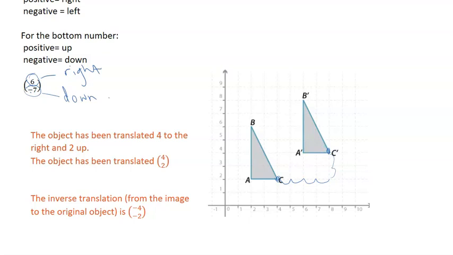As a vector, though, the object has been translated 4 to the right because it's positive, so it has to be positive 4, and 2 up because it needs to be positive, so then it's a positive 2. If it asks for an inverse translation, it's essentially from the image to the original object again. It's basically that translation backwards. So if I was going down 2, then it's a negative, and I would be going left 4, it's a negative. Okay, so just keep that in mind with translations, and we will cover describing enlargements in another video.